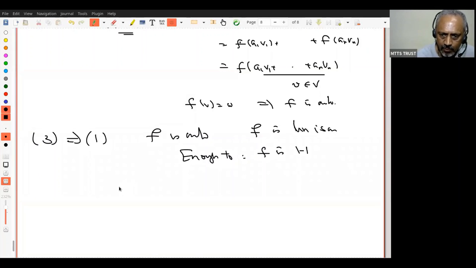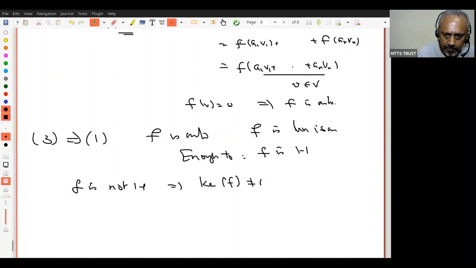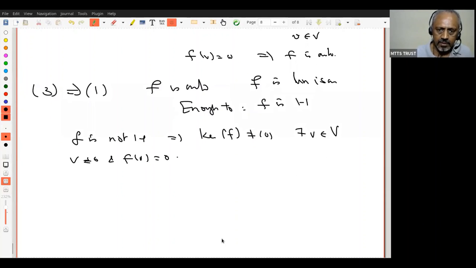Suppose f is not 1-1. That means the kernel of f is non-zero. That means there is a vector v in V, v is not 0, and f of v is 0. Now I want to arrive at a contradiction. I have to say f is onto, so I have to arrive at a contradiction.